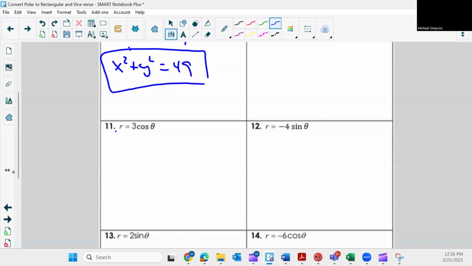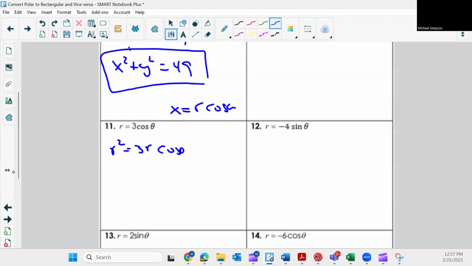Okay. So I know I want to get rid of the cosine. Well, I know x is equal to r cosine theta. Agree? But I'm missing an r here. How can I get an r right here to replace cosine? What must I do? Multiply both sides by r. So if I do that, I get r squared is equal to 3 times r cosine theta. How do I get here? We just multiply by r.